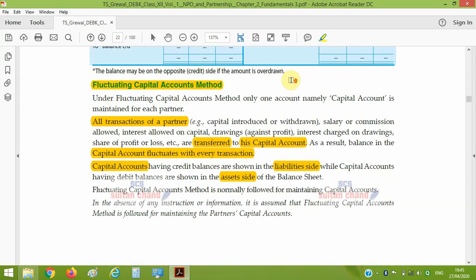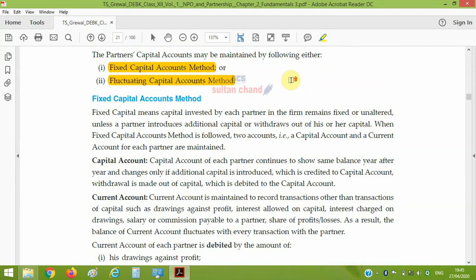Now move to the next one, that is the fixed capital account method. Under the fixed capital account method, the capital invested by each partner in the firm remains fixed and unaltered unless a partner introduces additional capital or withdraws out of their capital. It means in this case the capital account changes only when there is an addition of capital or a withdrawal of capital, otherwise there will be no change in the capital account.